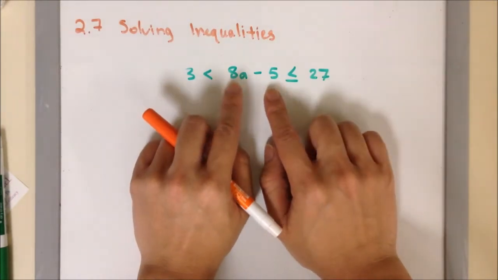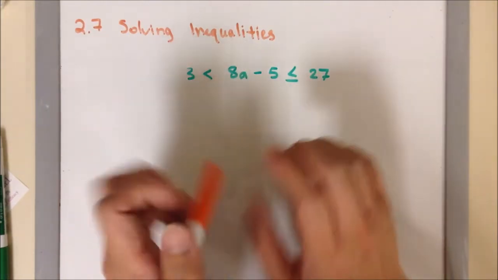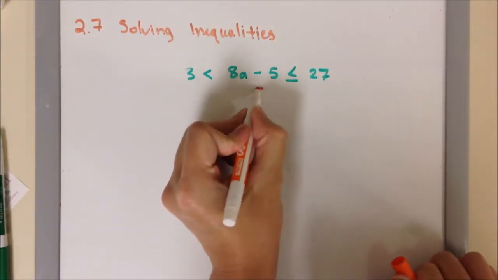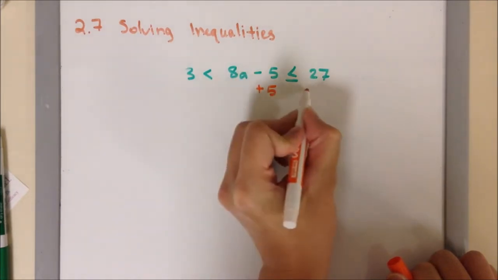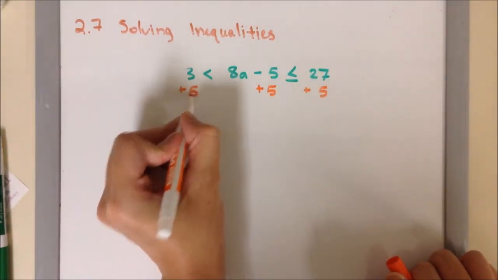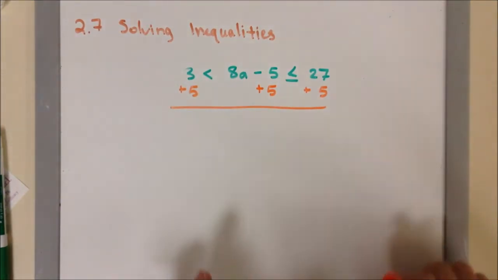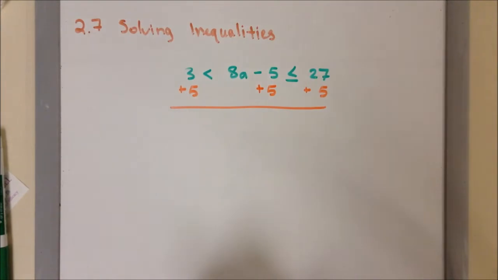In the middle, we're going to start in the middle because that's where the variable is. I want to get 8a by itself, so I want to cancel out the minus 5. What I'm going to do is add 5 in the middle, add 5 on the right, and then add 5 on the left. So I'm basically adding 5 3 times. So that's where it's going to be a bit different than the previous inequality that we work with.